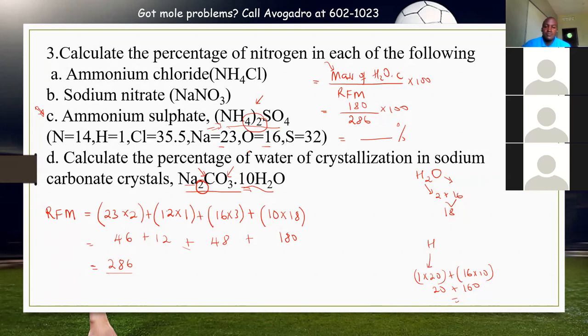Part C, there are 2 nitrogen atoms, and there are 8 hydrogen atoms. Then there is 1 sulfur atom and 4 oxygen atoms.